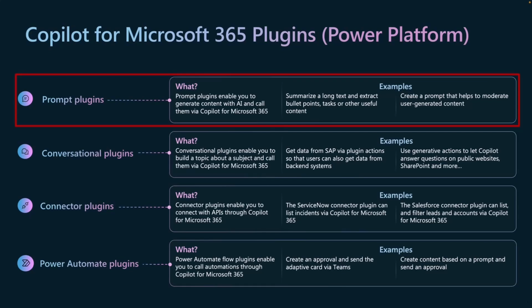Prompt plugins are really useful when you want to, for instance, generate content with the AI and get some response from the AI. A couple of examples are summarizing a long text and extracting bullet points, tasks, or other useful content. Another example is creating a prompt that helps to moderate user-generated content.